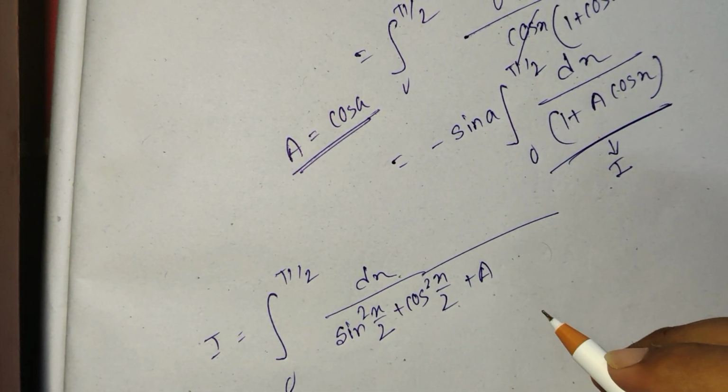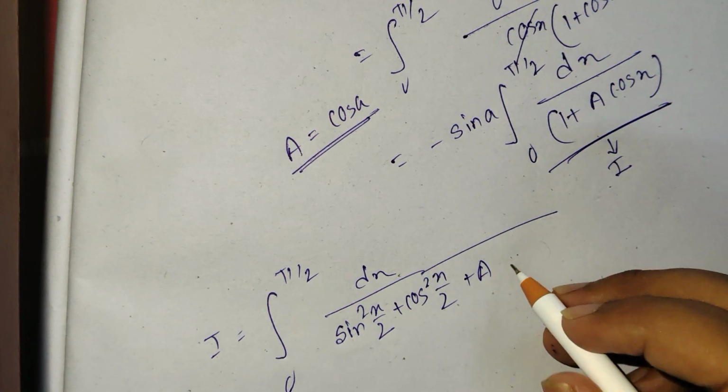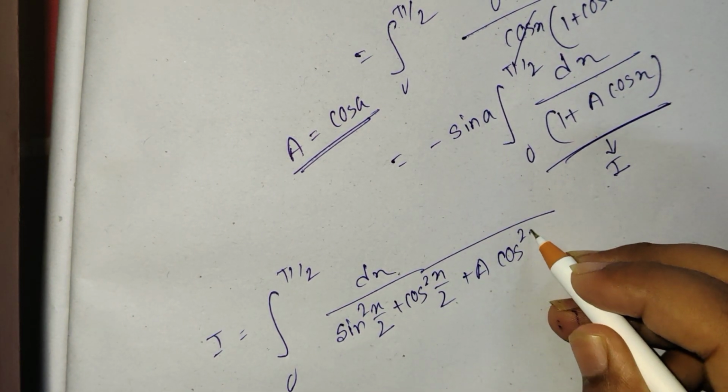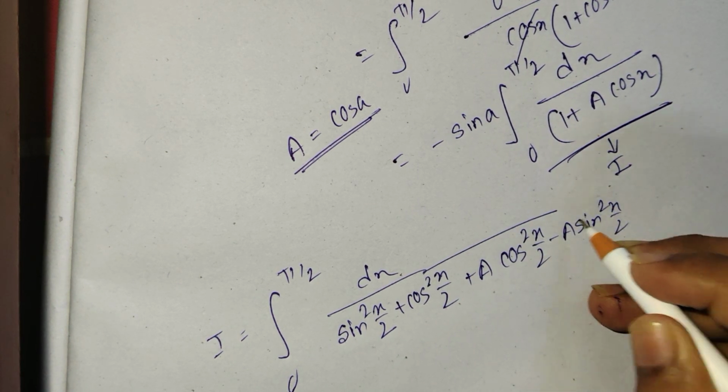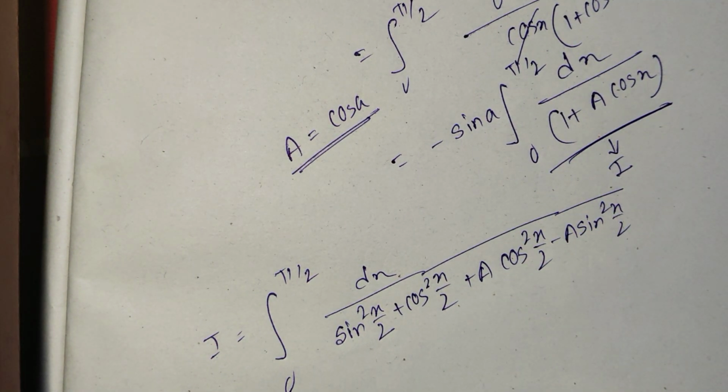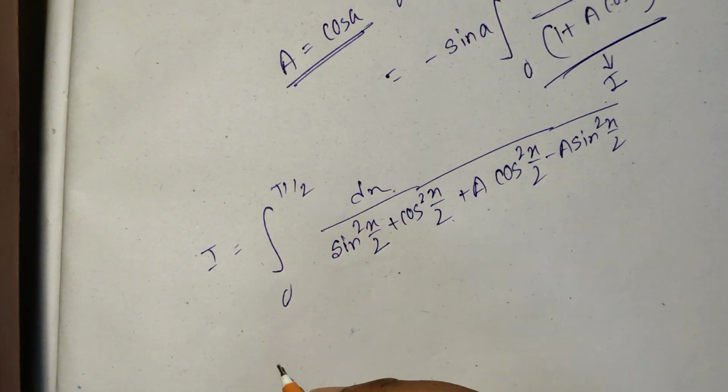We are using the formula cos x equals cos square x by 2 minus sin square x by 2, right? We are using the basic formula. Hope you know it.